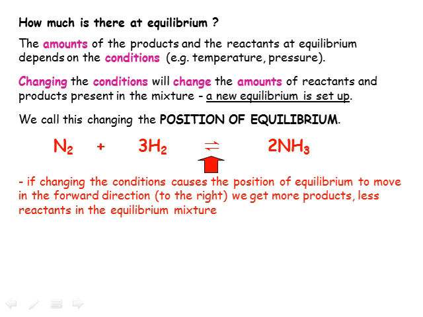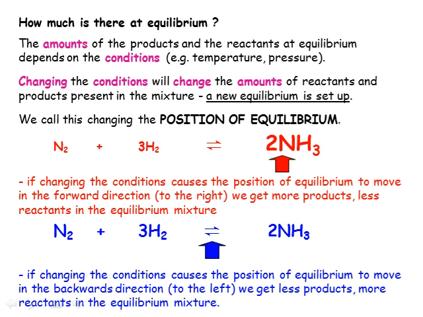For example, if we change the conditions so the position of equilibrium moves in the forward direction, to the right, we will have more products and less reactants present at equilibrium. Conversely, if we change the conditions so that the position of equilibrium moves in the backward direction, to the left, then we will have more reactants and less products present at equilibrium.